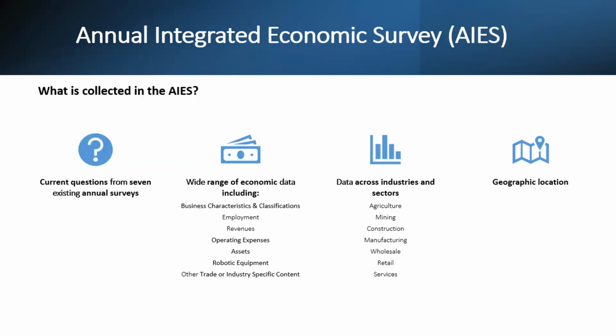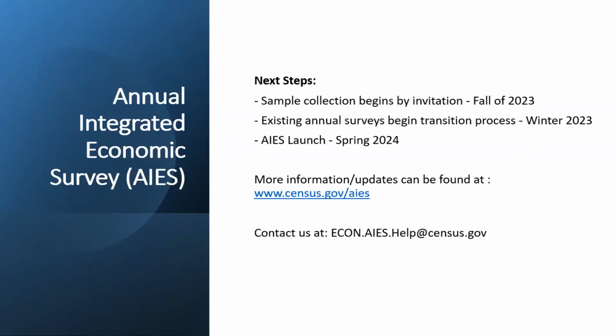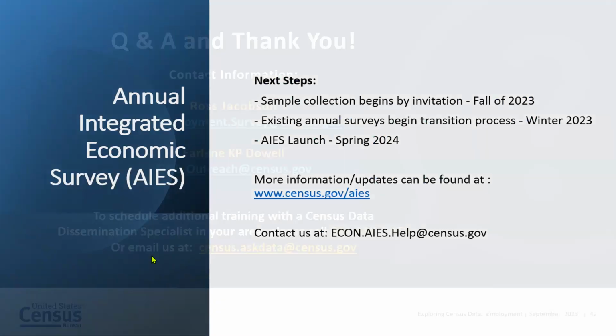Now, so what's collected in the AIES? The survey includes current questions from the 7 existing annual surveys. You'll be able to get a wide range of data that includes the ones listed here and more. Data will also be available across industries and by geographic location. So data collection begins this fall, and by winter, the 7 surveys will begin transitioning to the AIES, and the official launch will be the spring of next year. So if you're interested in learning more information, please use the contact information included here to contact us.